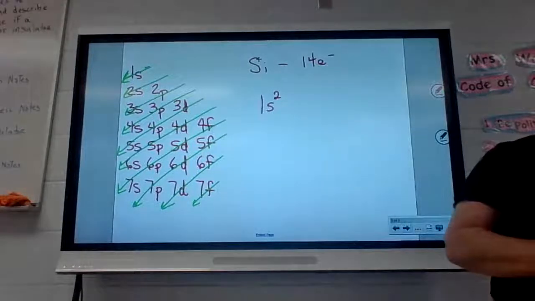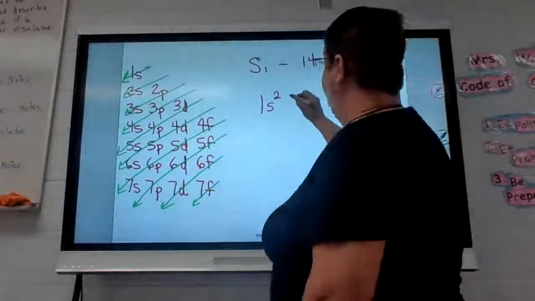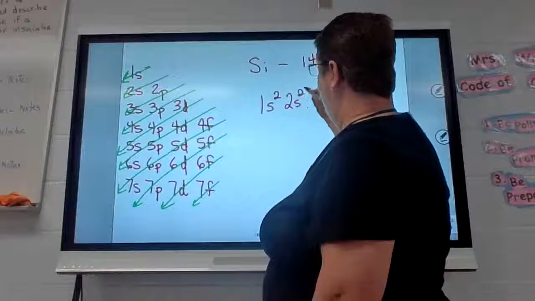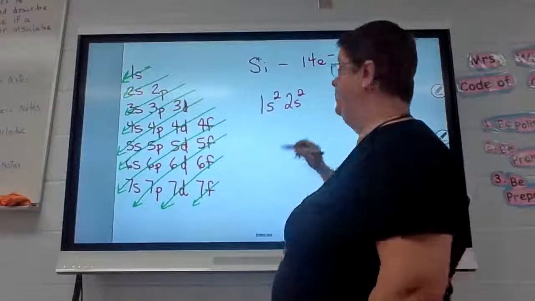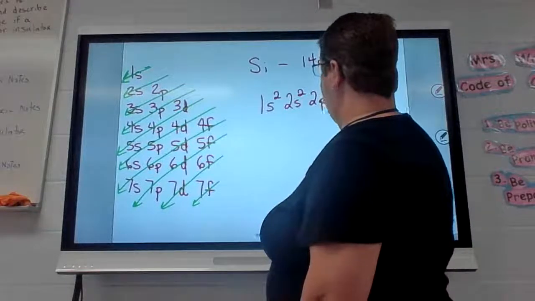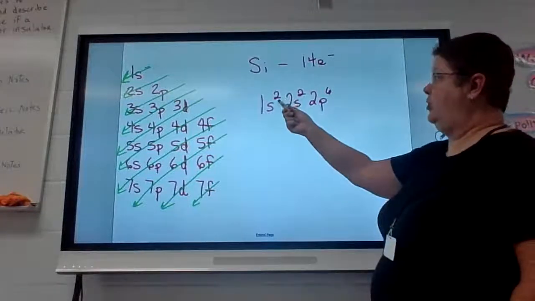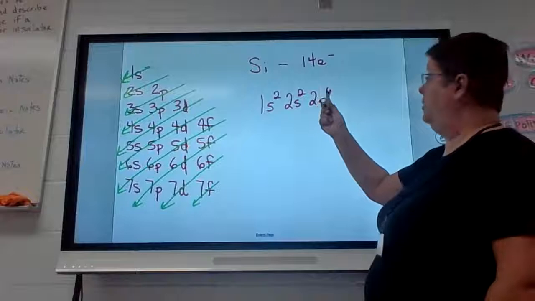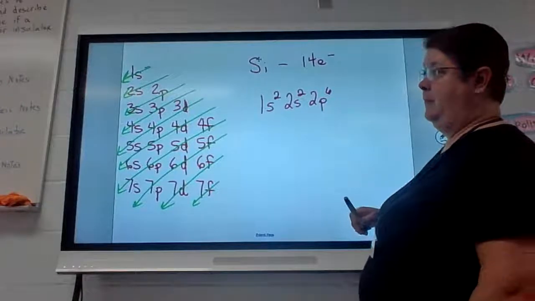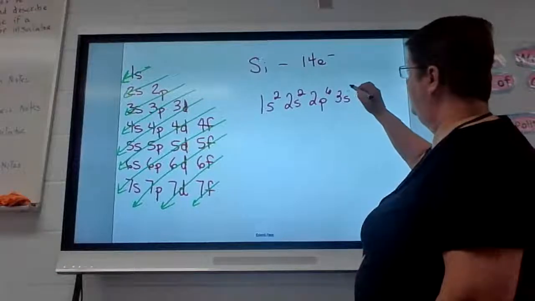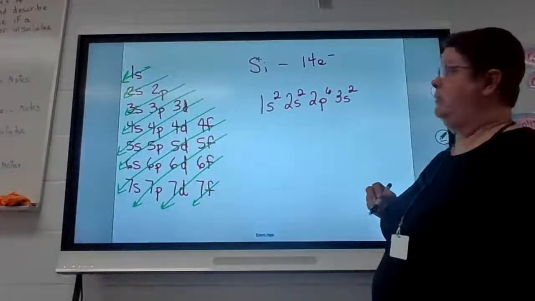All right, what comes after 1S? 2S. How many electrons can go in it? So we write 2. What comes next? 2P. How many electrons can go in it? 6. So we've placed 2 plus 2 is 4 plus 6 is 10. All right, next. 3S. How many can go in there? 2. So plus 2 is 12.